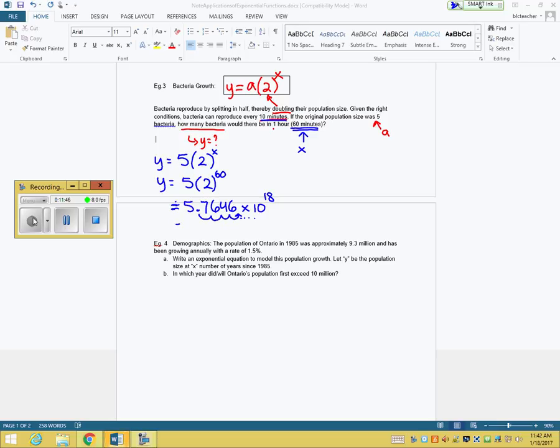So this is really 5.7646, and there's more numbers, but 1, 2, 3, 4, 5, 6, 7, 8, 9, 10, 11, 12, 13, 14, 15, 16, 17, 18 bacteria. There will be this many bacteria after only 1 hour if you started with 5 bacteria.